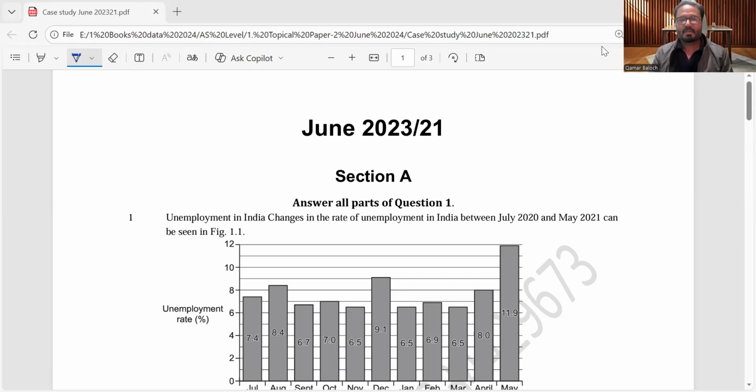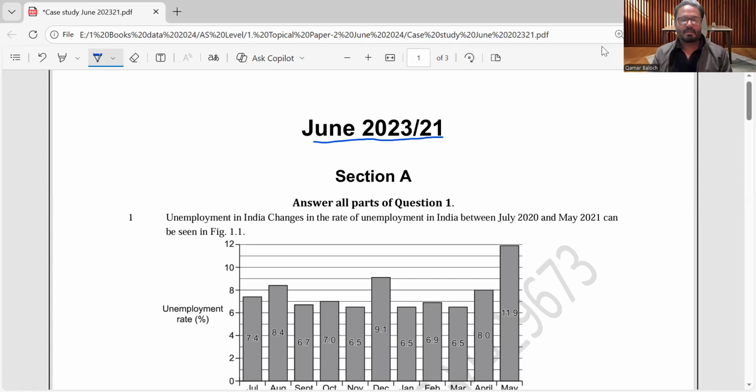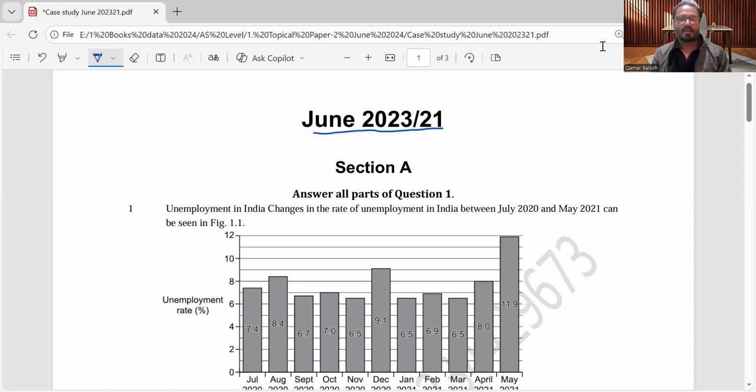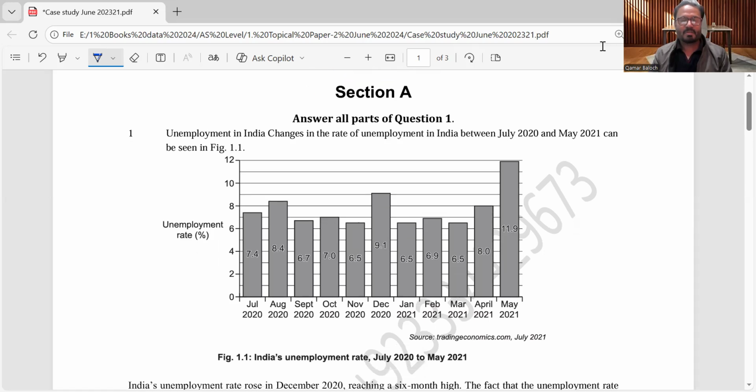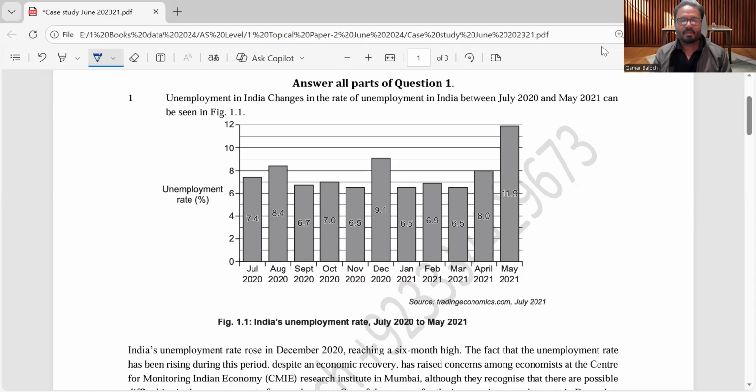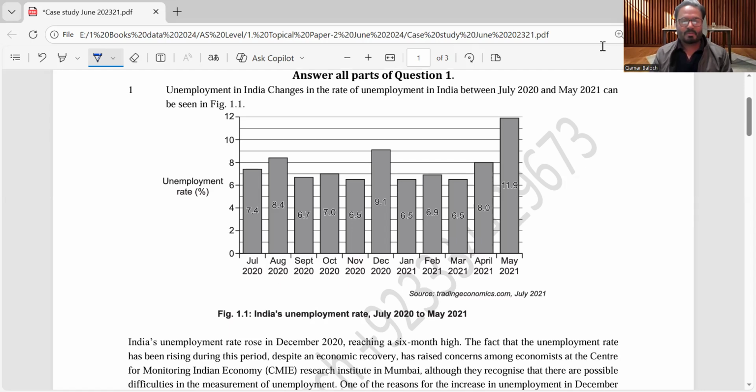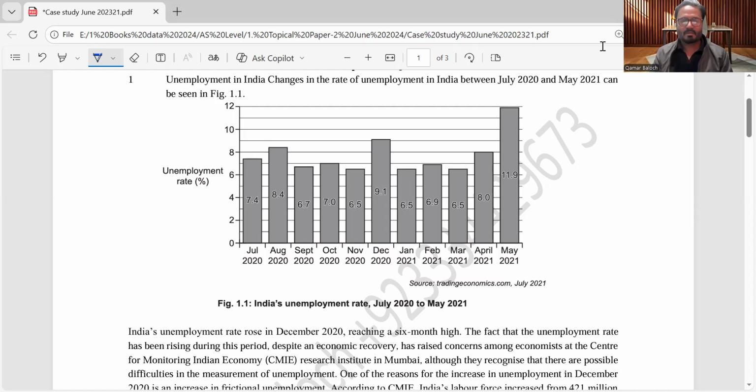This case study is relevant to the June 2023 exam series. This is the data that I'll be showing you on the screen, and you can just take a screenshot. You can stop the video and read the question. Read the case study first, and then we will move to the questions. I'm showing you the screen. You can keep reading the case study first.